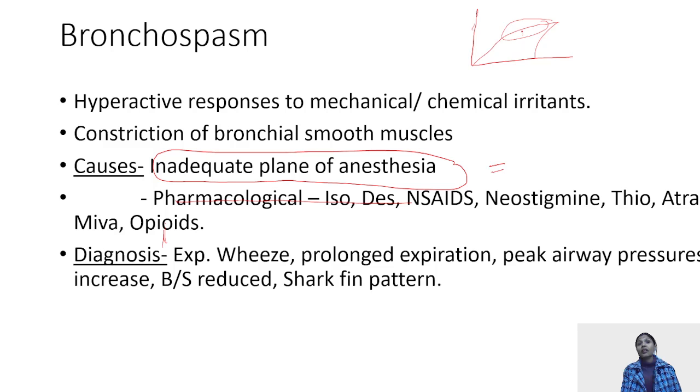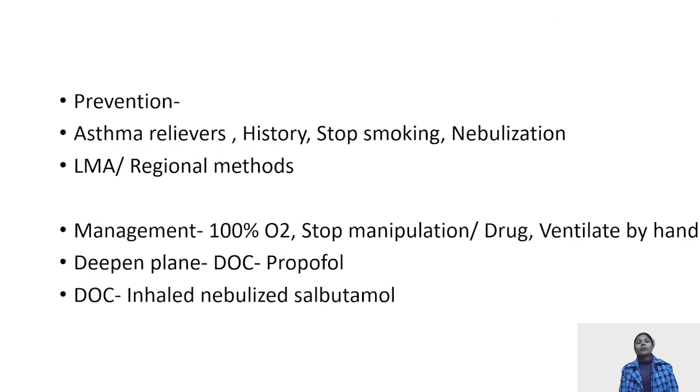So the characteristic finding in your question would be a shark fin pattern of EtCO2, or they would specify that the rate of emptying of the alveoli has increased and the patient has a peak airway pressure which is also increasing. This is where you point towards bronchospasm. For prevention, if the patient has a history of COPD or asthma, the medications for the same have to be continued throughout the perioperative period. The patient has to stop smoking and nebulization has to be done properly.